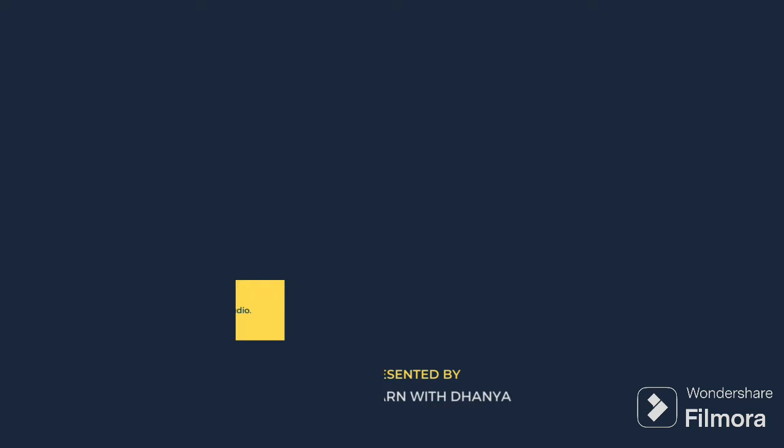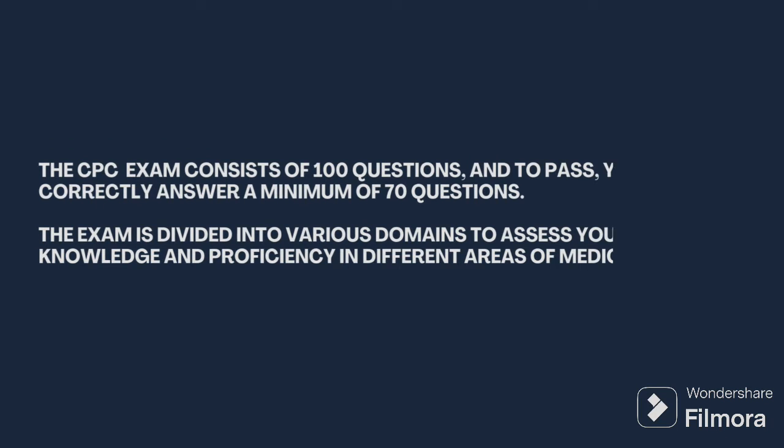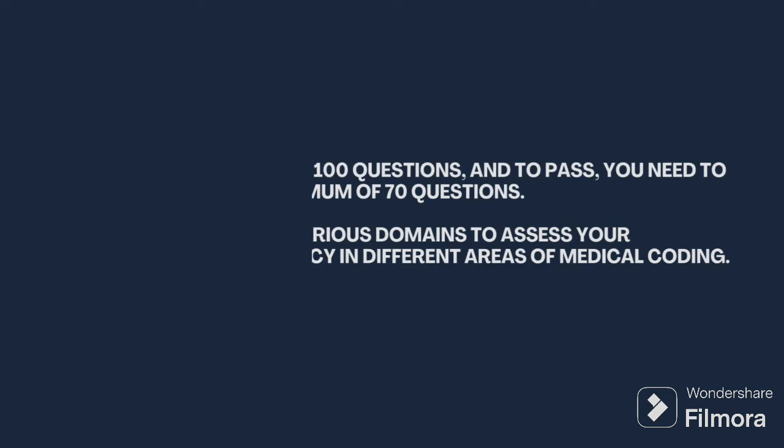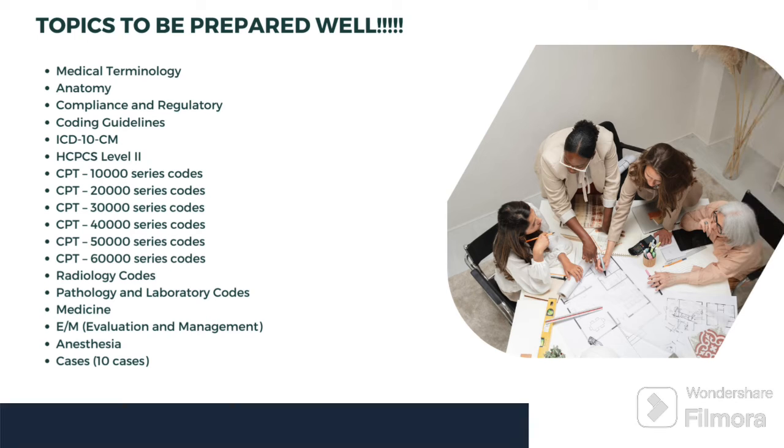So for clearing this CPC exam, the exam consists of 100 questions and the time allocated is 4 hours. And to pass this exam, you need to correctly answer 70 questions so that you can score 70%, which is considered as the pass mark for the CPC exam. In this we will be discussing the domains which you should prepare very well so that you can score good marks. It's not just 70, you can score more than 70.